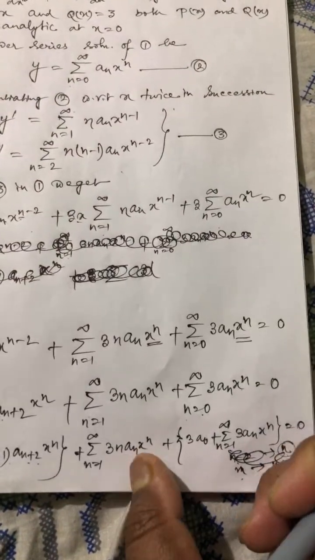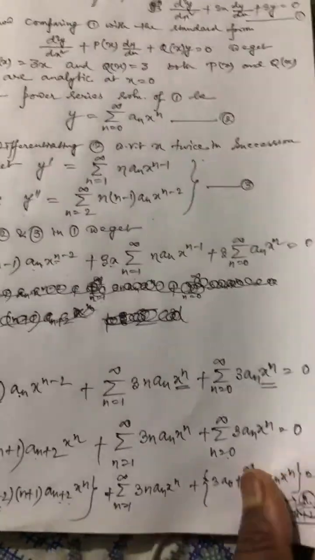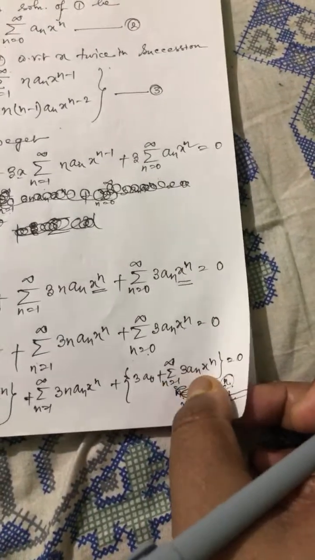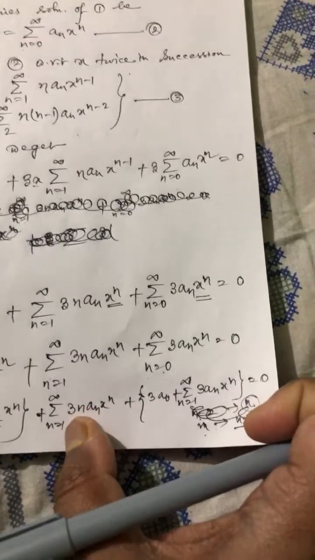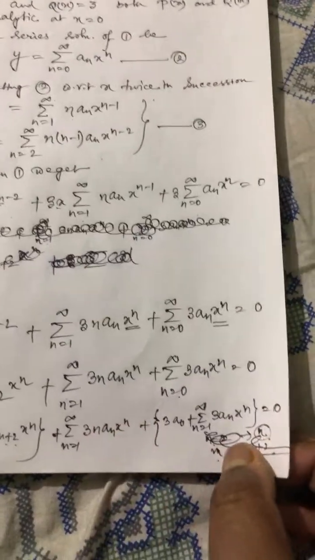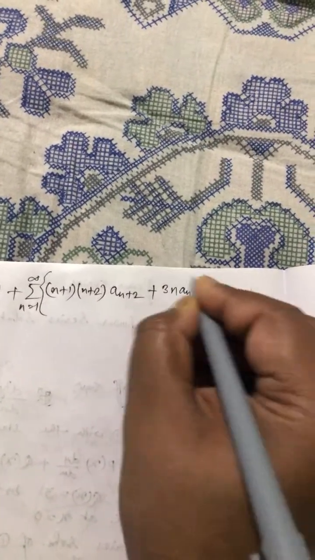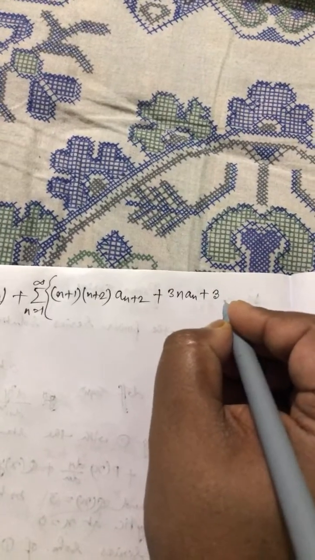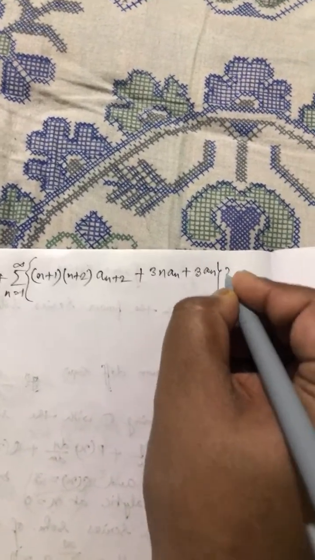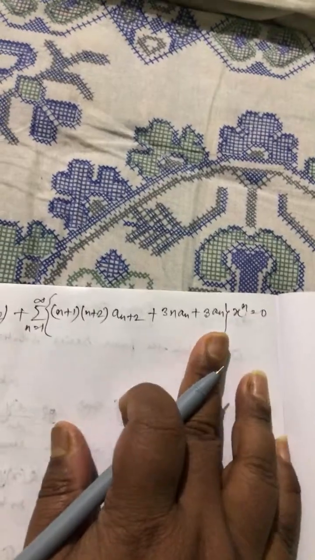After that, an, and after that 3an. So 3n an, and finally you have 3an. So plus 3n an plus 3an, within bracket, then x to the power n.